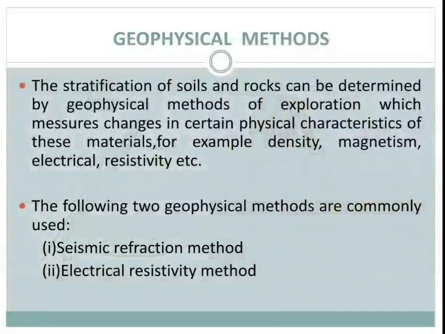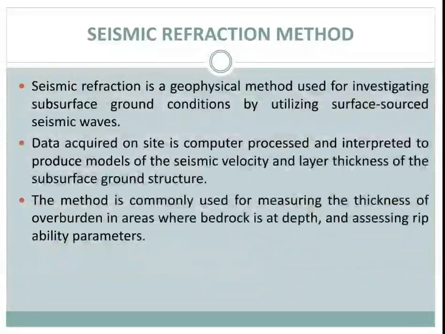Next is the geophysical method. The stratification of soil and rock can be determined by geophysical methods of exploration, which measure changes in certain physical characteristics of these materials, for example density, electrical resistivity, etc. There are two geophysical methods: the seismic refraction method and the electrical resistivity method. The seismic refraction method is based on the fact that sound waves travel faster in rock compared to soil, and the velocity of sound waves is different in different media.